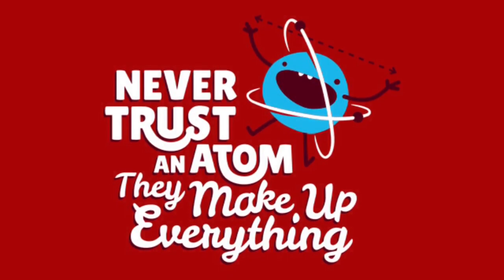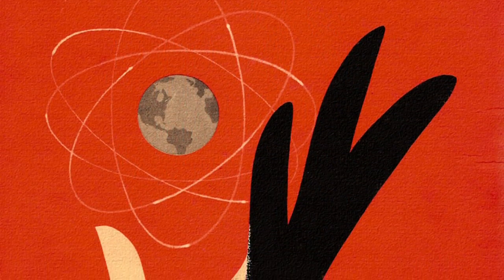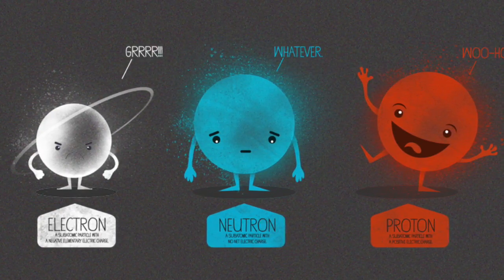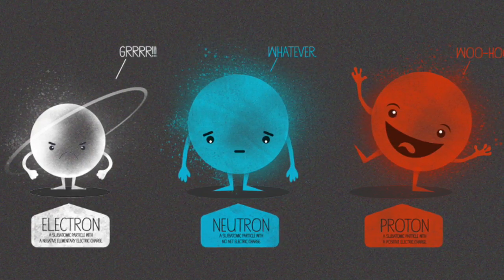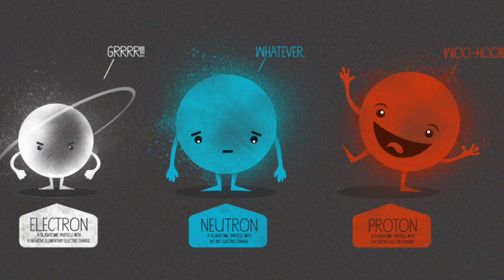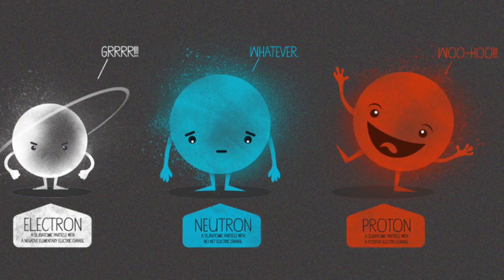The basic building blocks of matter are atoms. But what are atoms made out of? There are 3 different subatomic particles that make up an atom. There are the protons, with positive charges, the electrons, with negative charges, and the neutrons, with neutral charges.